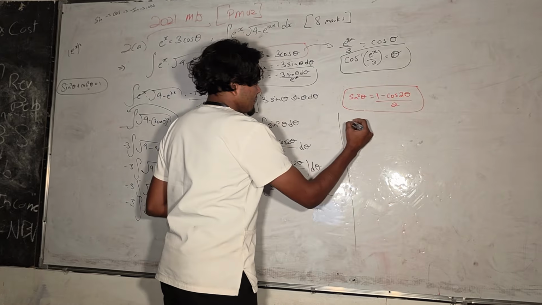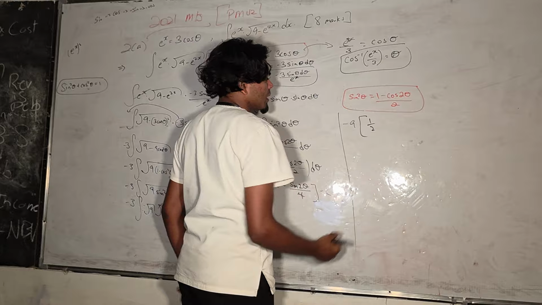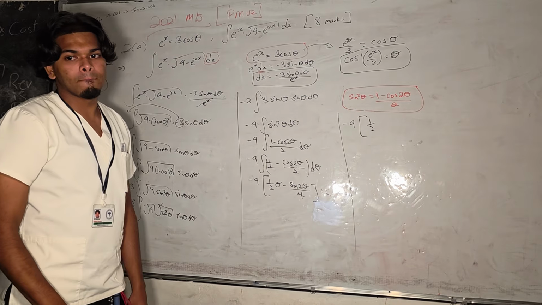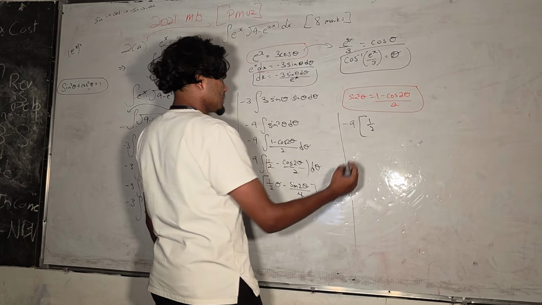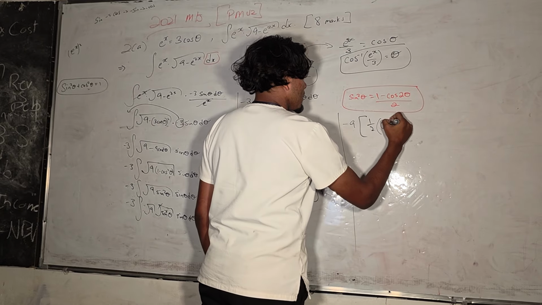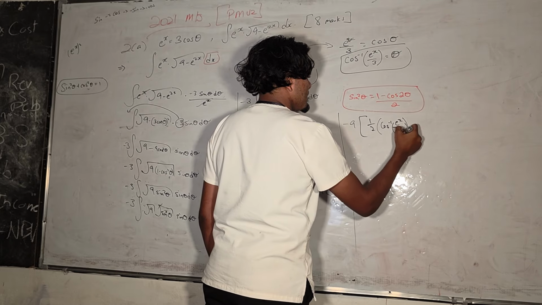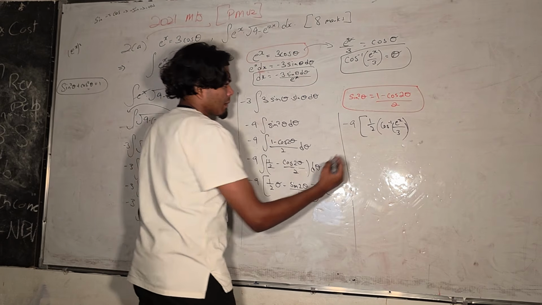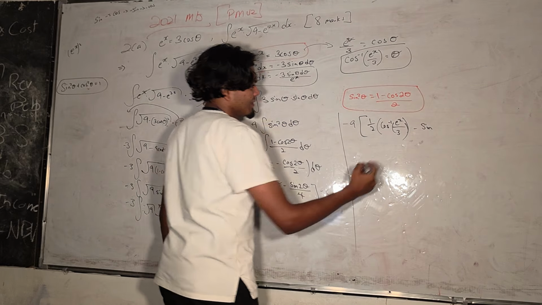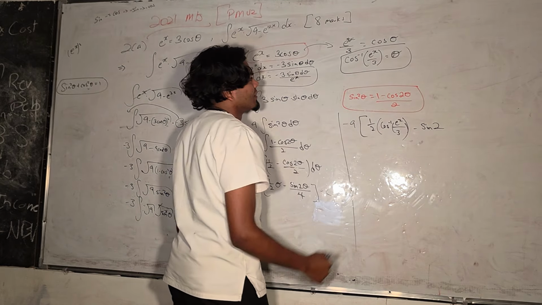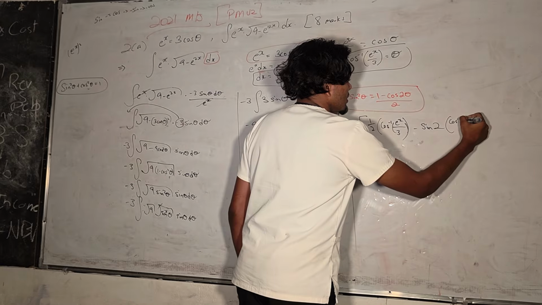Okay, so we get negative 9 into half multiplied by, what is multiplied by that? So there you go, cos inverse of e to the x over 3. Next, minus sine 2 theta. No, cos inverse of e to the x over 3.